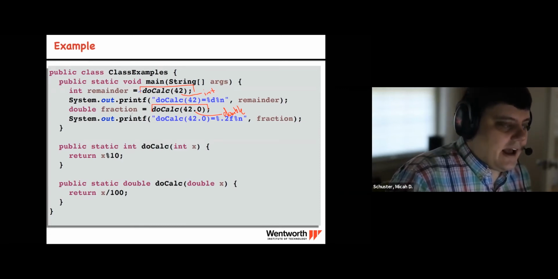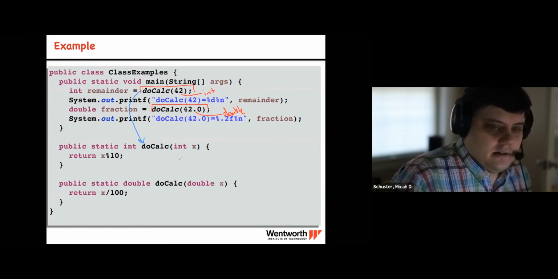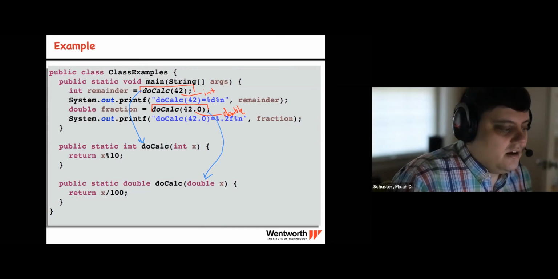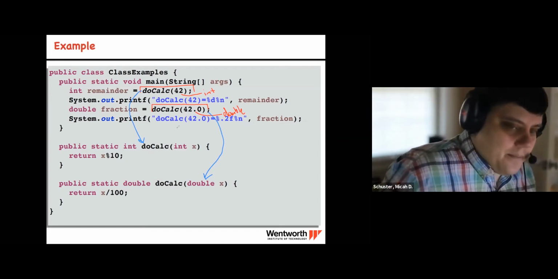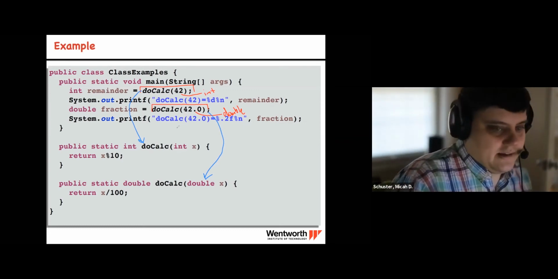So the first doCalc runs this one. This one takes an int and it returns an int. The second doCalc is running the second one here. Takes a double, returns a double. So two essentially different functions, they just have the same name. So you can do different things with them. You can send in ints and doubles.